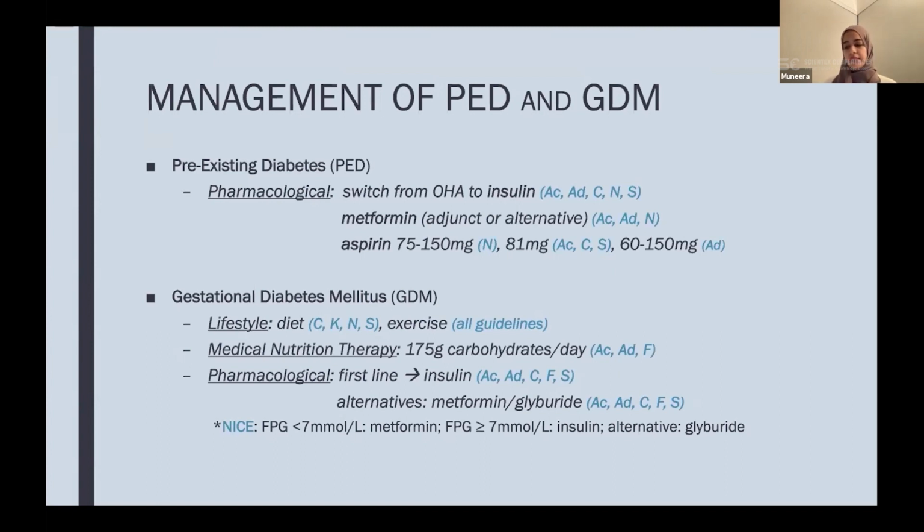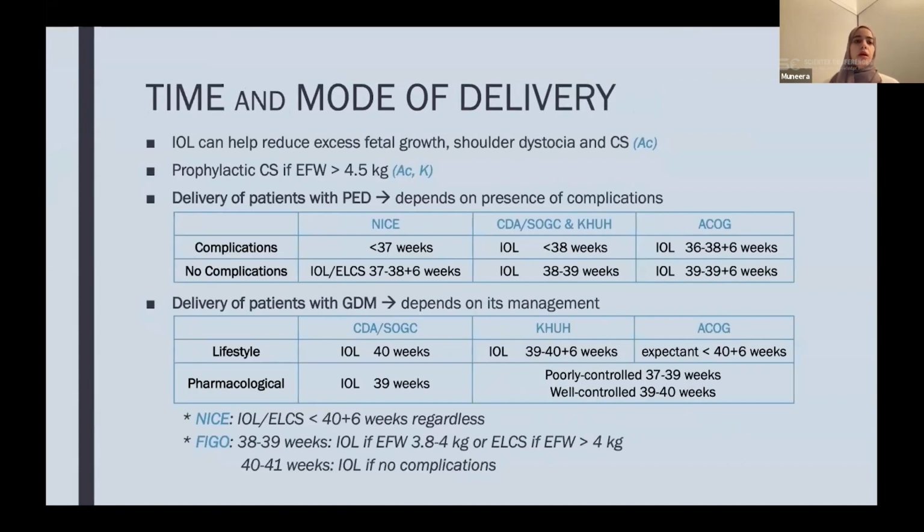NICE, however, has a different approach. So if fasting plasma glucose is less than 7 millimoles per liter, then the first line is metformin. But if it is 7 or more, then we start with insulin, and an alternative is glyburide. Induction of labor can help reduce the excess fetal growth, shoulder dystocia, and cesarean section.